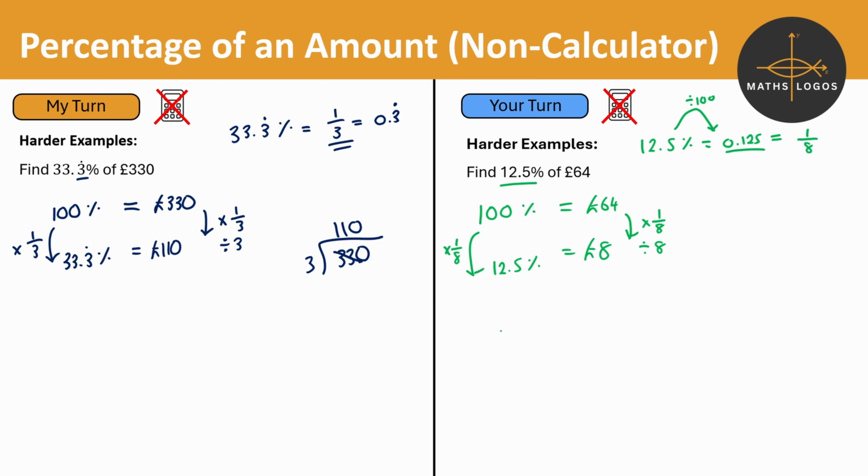The other way to do this question is to work out 25%. And to do that, we divide by 4. So 25% is equal to 16. 64 divided by 4 is 16. And then 12.5% is half of 25%. So we'd need to half our 16 to get us to £8. And the relationship between 25% and 12.5% should make sense when we consider that 25% is 1/4 and 12.5% is 1/8. And if we divided a quarter into 2, we would get 1/8.